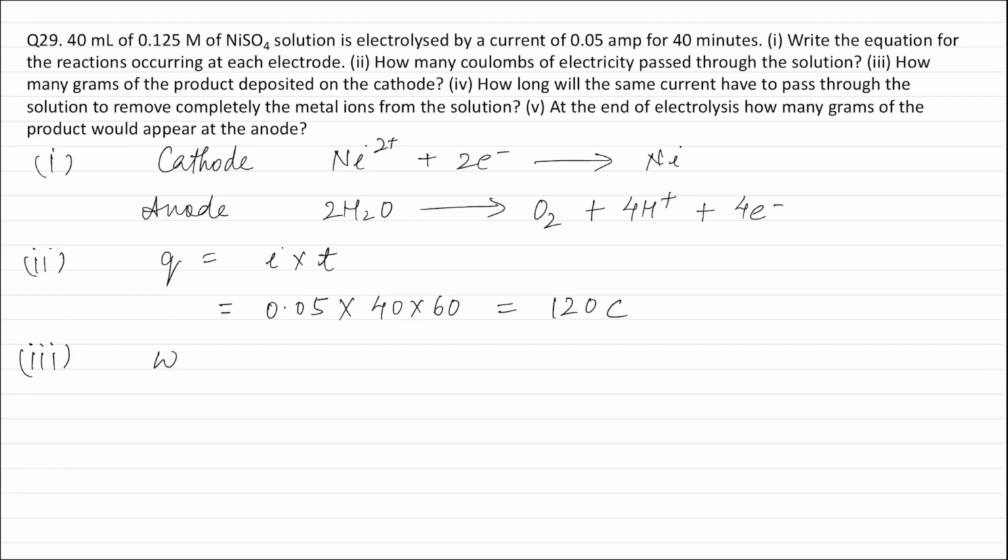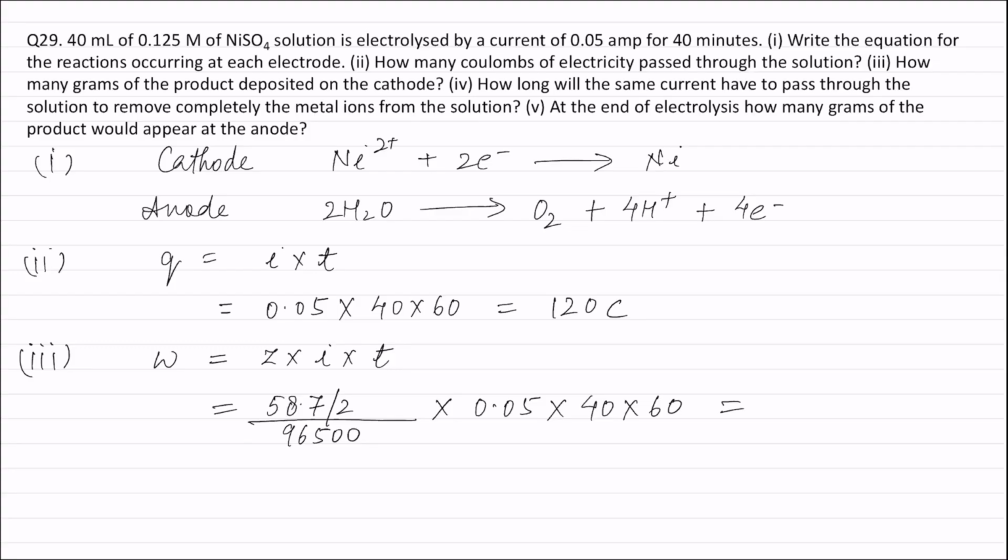The third part of the question, how many grams of the product deposited on the cathode? Now weight of nickel deposited at the cathode will be equal to Z into I into T. The value of Z for nickel will be equivalent weight of nickel, which is 58.7 by 2, divided by 96500 coulombs, into I, the value of current, which is given as 0.05 amperes, into time, which is 40 minutes or 40 × 60 seconds. Solving this, the weight of nickel deposited is equal to 0.037 gram.